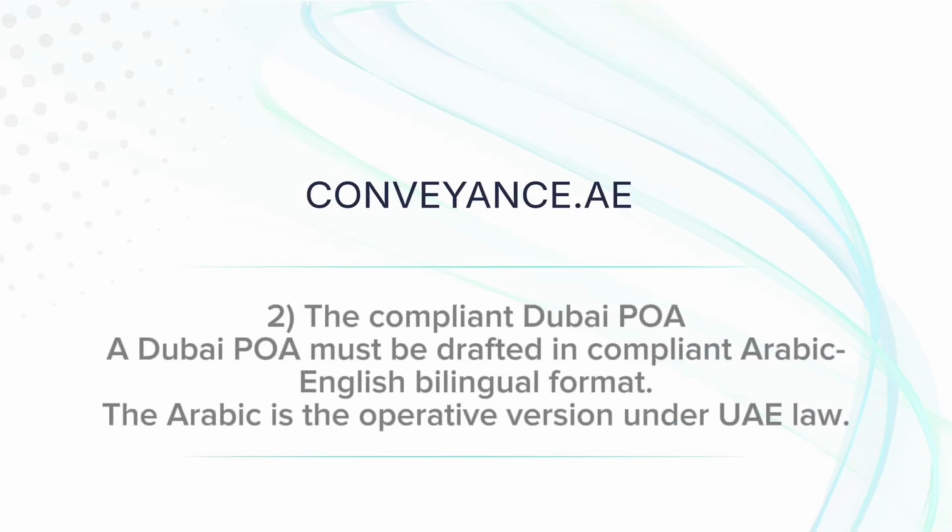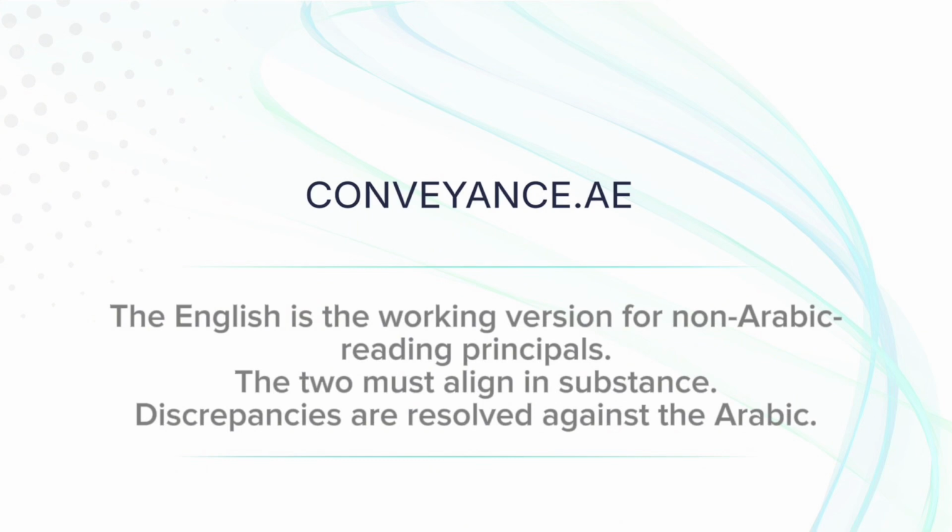2. The compliant Dubai POA. A Dubai POA must be drafted in compliant Arabic-English bilingual format. The Arabic is the operative version under UAE law. The English is the working version for non-Arabic reading principals, and you must align them in substance. Discrepancies are resolved against the Arabic.